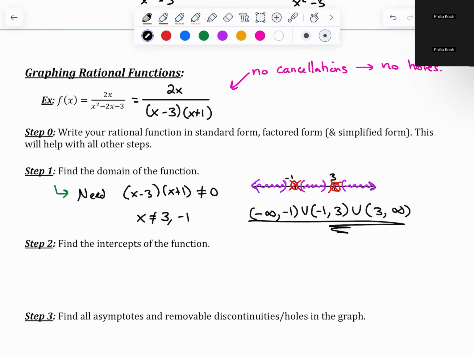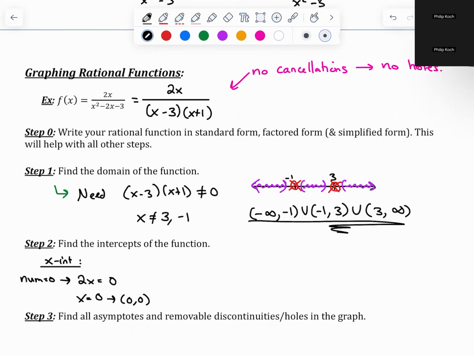Then we need to find the intercepts, and it doesn't matter which one you find first. Convention would be go x and then go y. So I'm going to do x-intercepts first. And so it's the same as usual. To find an x-intercept, you set y equal to 0, which means the same thing as setting the function equal to 0. But with a rational function, that will only happen if the numerator equals 0. So that means 2x equals 0, which just gives me x equals 0. So we have the point 0, 0.